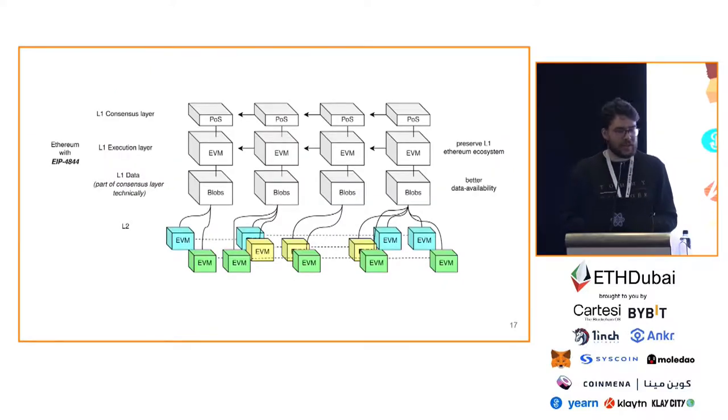Okay, so how does proto-danksharding, or EIP-4844, look? Think about it as our consensus layer, so this is after the merge. Then we have our execution layer, so this is including DeFi. And then we have a separate layer for these data blobs, which means that we can host our data for, say, a month, for some limited amount of time. That's enough to secure the layer twos while also providing more capacity.